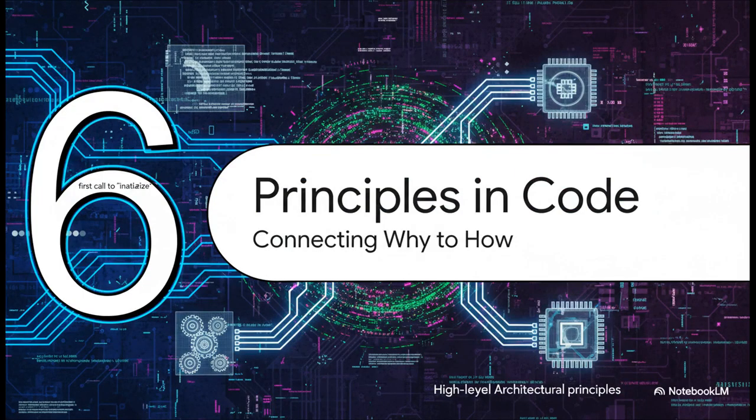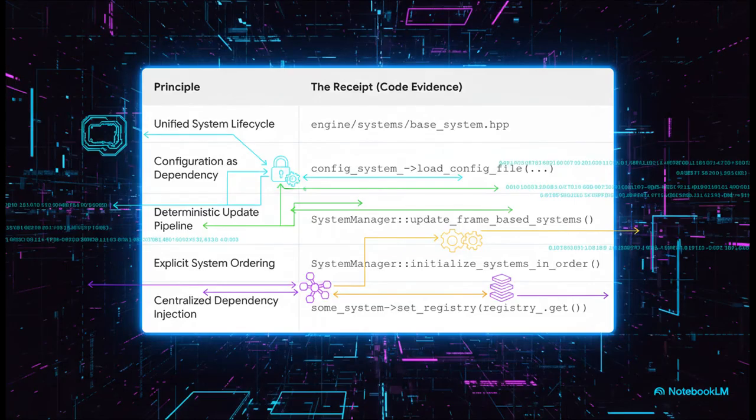Okay, so we've traced the code from the very first call to initialize all the way through a single frame update. Now let's connect everything we just saw directly back to those big, high-level architectural principles that we started with. So here's the crucial takeaway. Every one of those architectural principles isn't just some abstract goal. It has a concrete receipt right there in the codebase that proves and enforces it.